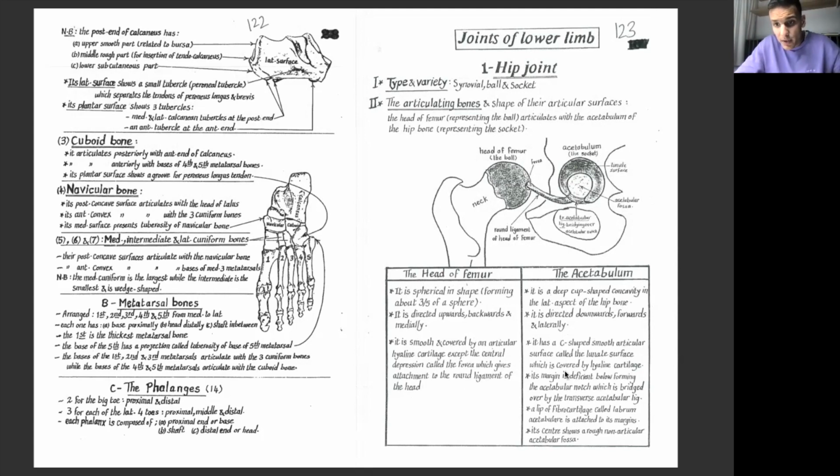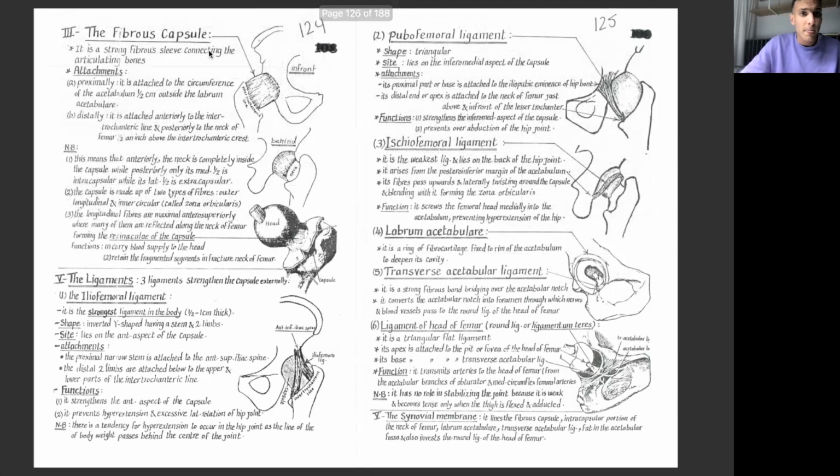It's concave. It is a crescent-shaped surface called the lunate surface, as you see here, and there's an acetabular notch, as we discussed, covered and connected by the transverse acetabular ligament. Next, remember that in every joint there's a capsule. So what covers the hip joint is the fibrous capsule, and you can read more about its attachments right here. But just remember, there's a fibrous capsule. What else? Here, important stuff.